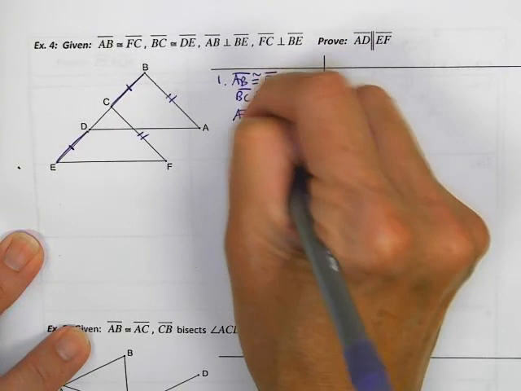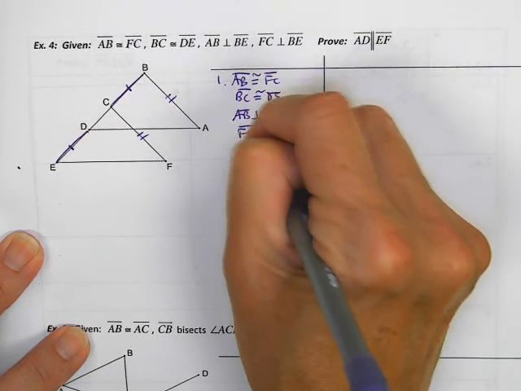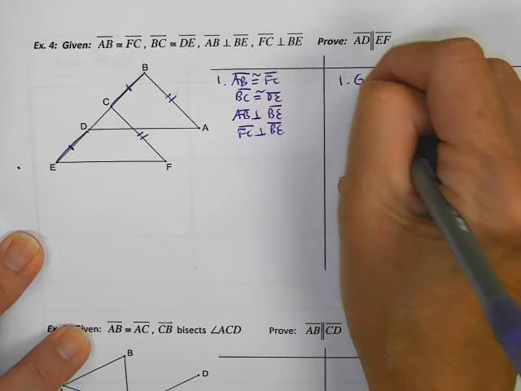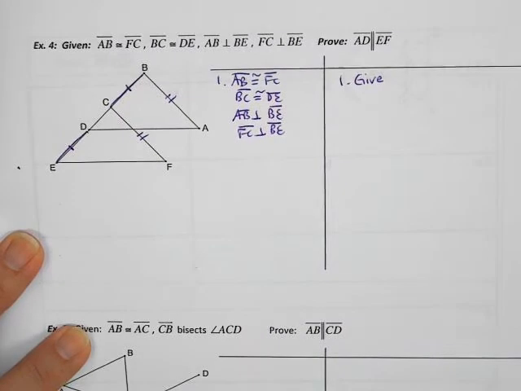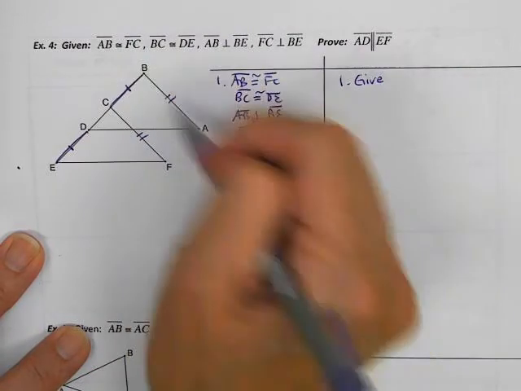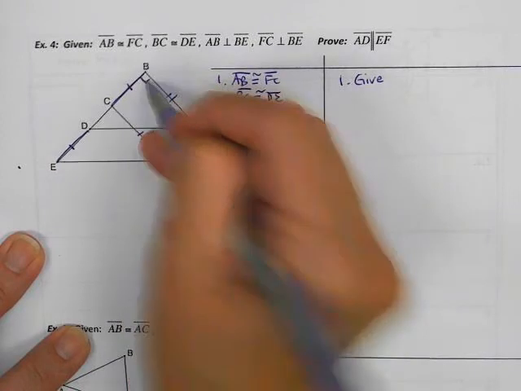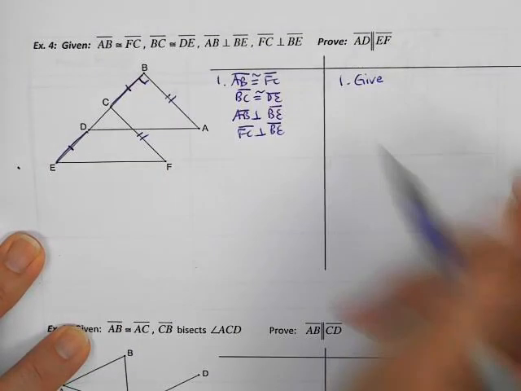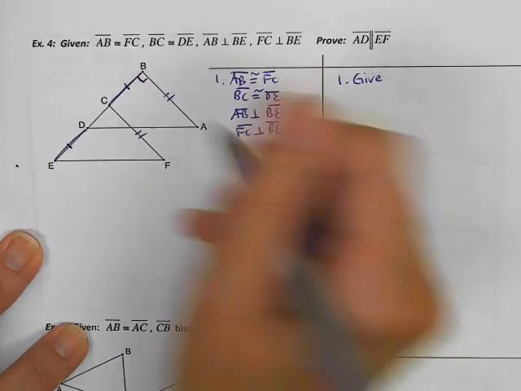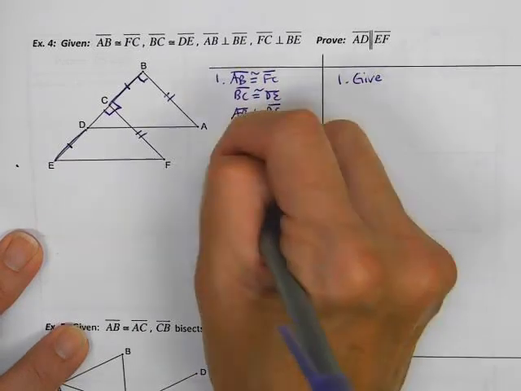We have perpendiculars, AB perpendicular to BE and FC perpendicular to BE. Okay, so perpendiculars would get me right angles. Where is that? AB perpendicular to BE. So that gets me a right angle here. And I need FC perpendicular to BE. So I would get right angles there. All right, I want to make sure I say those right angles.